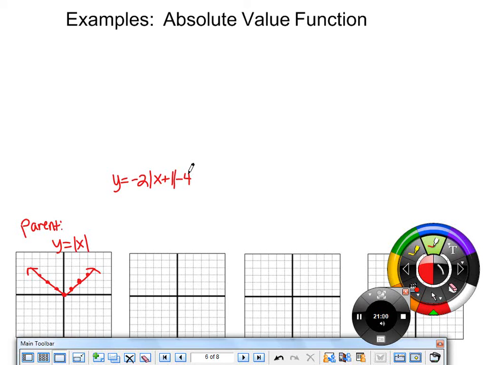So -2, the absolute value of x plus 1 minus 4. So first thing I want to do is, can we identify the transformations? So what are the transformations here? Okay, good. So we're going to call it a vertical reflection. So underneath the equation, let's just write down the transformations, right? Because of this negative out here, there is a vertical reflection.